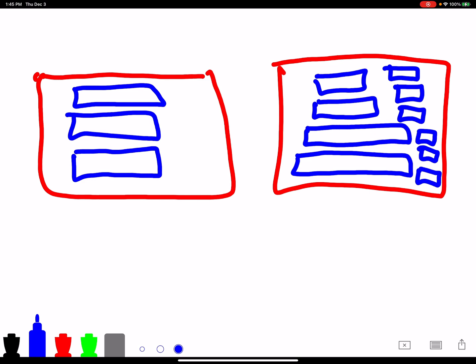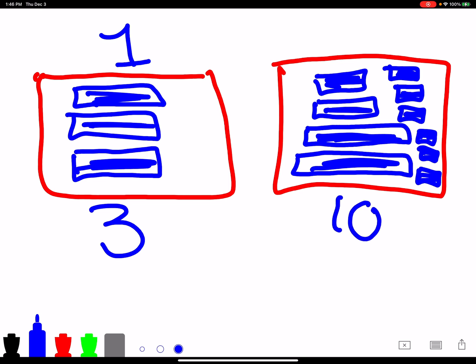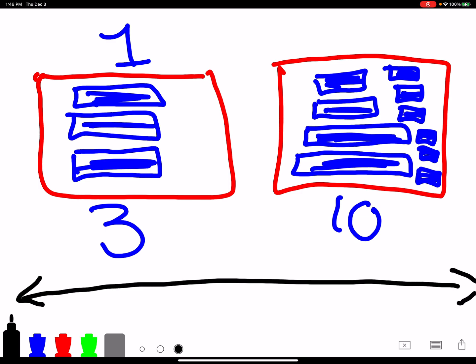So in jar number 1, this one, how many do we have? We have 1, 2, 3. We have 3 pieces over here, and we have 10 pieces over here. So we want to figure out how many total Jenga pieces are in both jars combined together. So we could do 3 plus 10 on the number line, or we can just count the pieces together. But let's work on our number line skills.